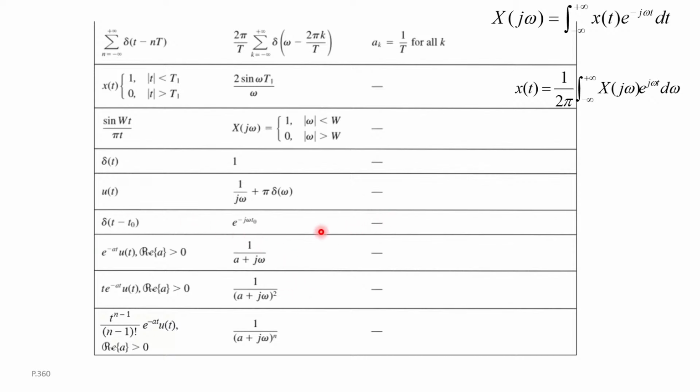And then we also want the powers of 1 over a plus j omega, and we derive those by doing differentiation on this side, and then you will get a corresponding t on this side. If you do differentiation more times, then you get some powers of t, so t to the n minus 1 divided by n minus 1 factorial here. And you want this to converge, so you want the real part of a to be bigger than 0.